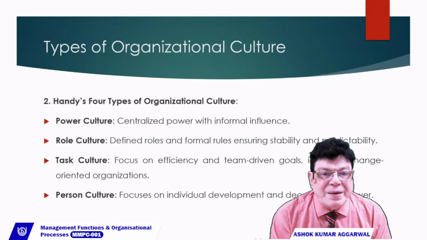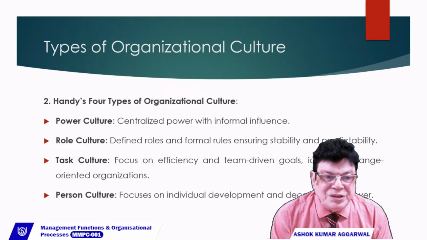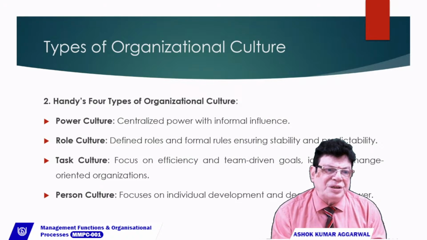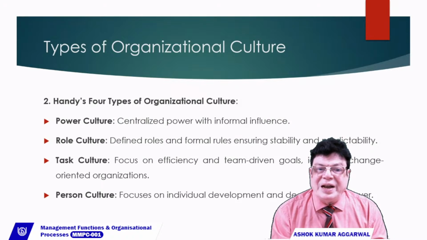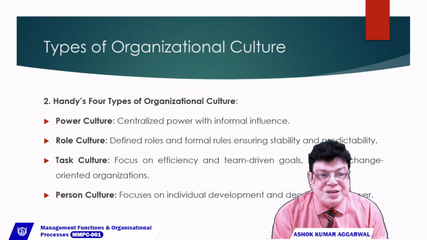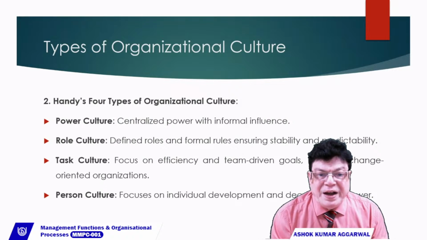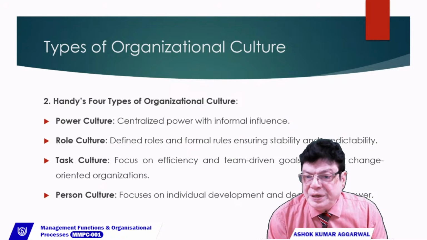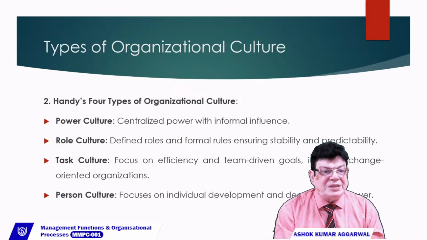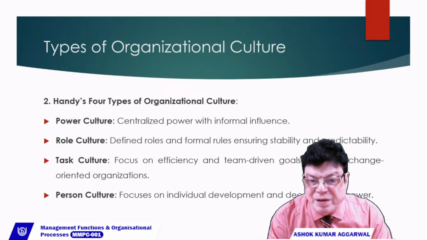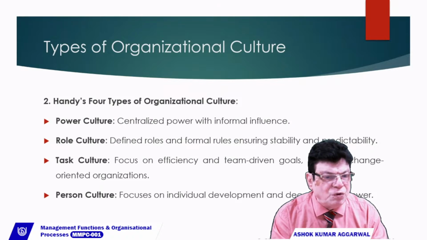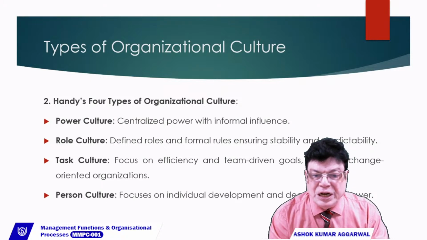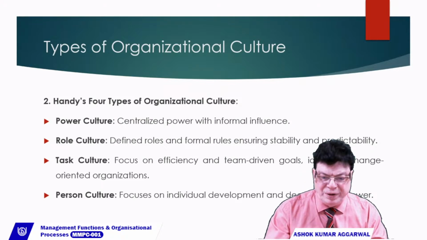Handy's four types of organizational culture: power culture, role culture, task culture, person culture. Now, power culture means centralized power with informal influences. Role culture means defined roles and formal rules ensuring stability and predictability. Task culture means focus on efficiency and team-driven goals, ideal for change-oriented organizations. Person culture focuses on individual development and decentralized power.